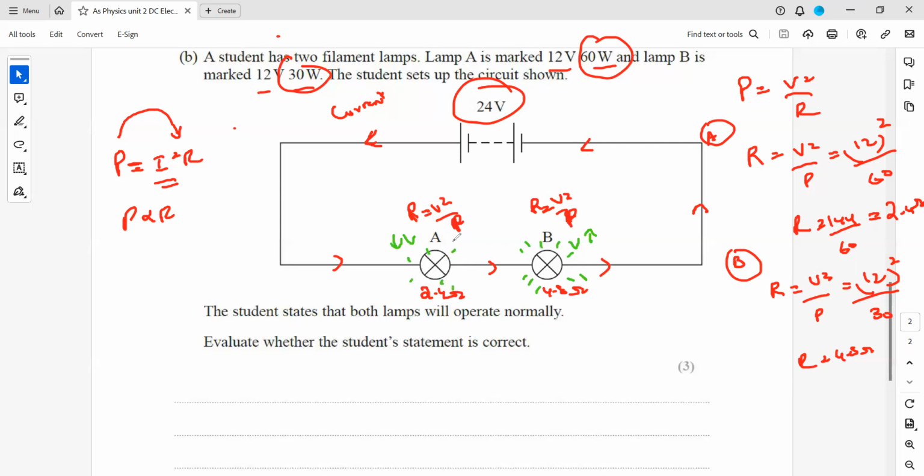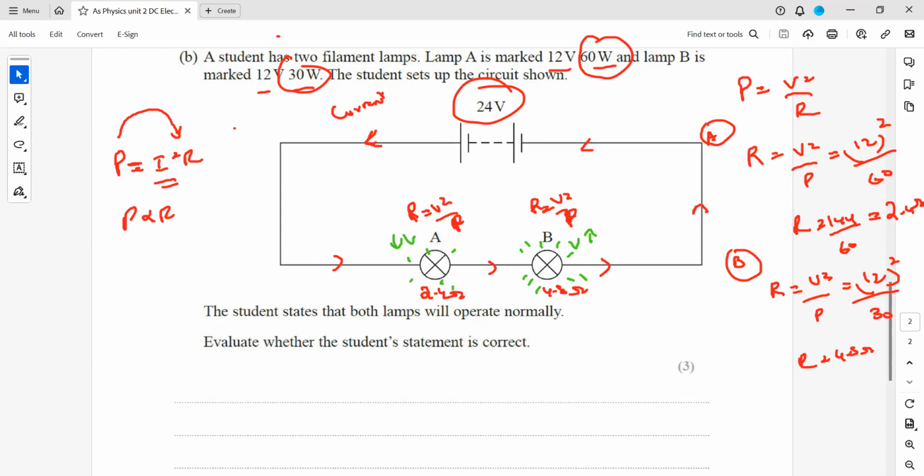So the student is stating that both lamps will operate normally. Then the student's statement is incorrect. Why is it incorrect? Because the resistance of lamp A from the given values is lower than the resistance of lamp B. In series, the voltage depends on the resistance of the component. The one with the higher resistance will have more potential across it. A has a low resistance, so it will have less potential. B has high resistance, so it will have high potential. So they will not receive the same 12 volts.